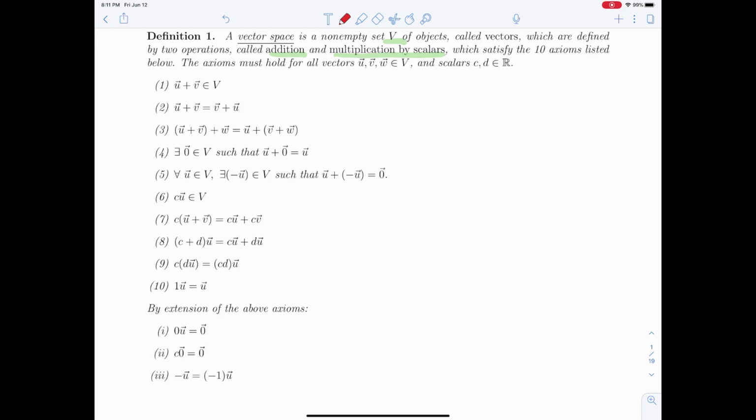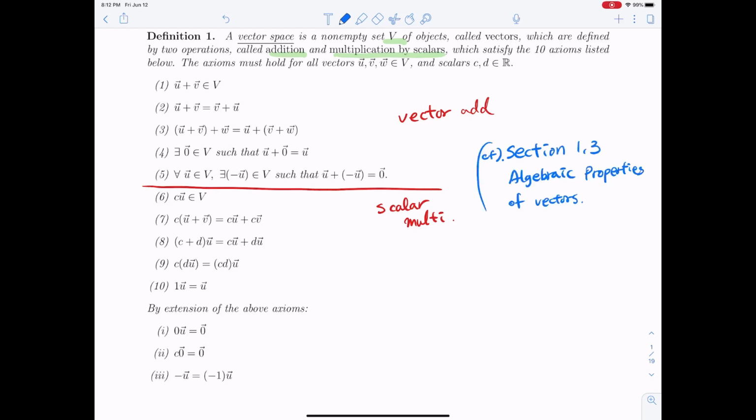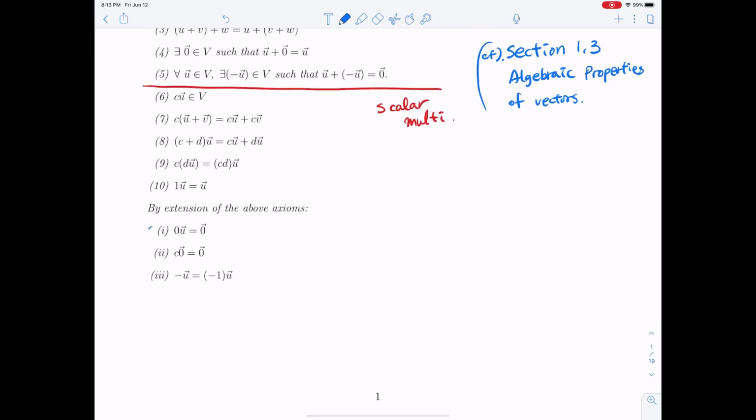So if I divide this into two parts, then the first 5 are about the vector addition, and the other 5 are about the scalar multiplication. So indeed, you can tell that these were algebraic properties of vectors that we have seen in section 1.3. But this time, you're going to declare a set is a vector space as long as it satisfies the following 10 conditions. And we can deduce these 3 facts by using the above definitions.